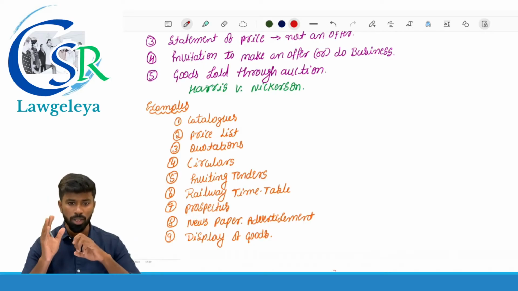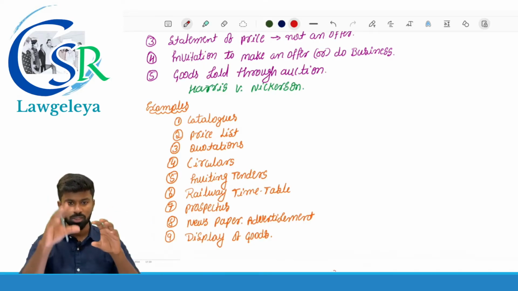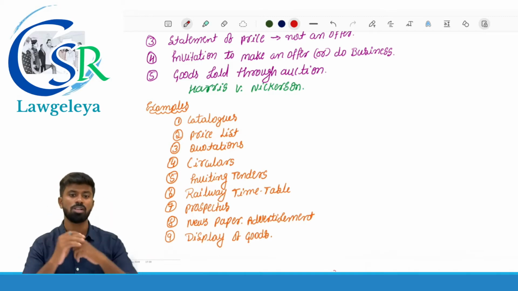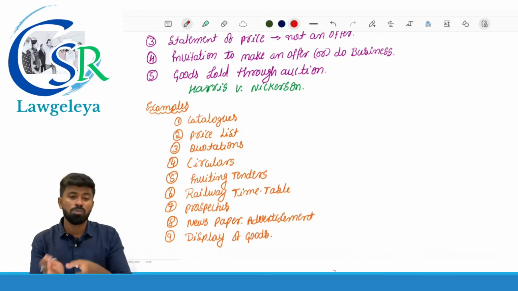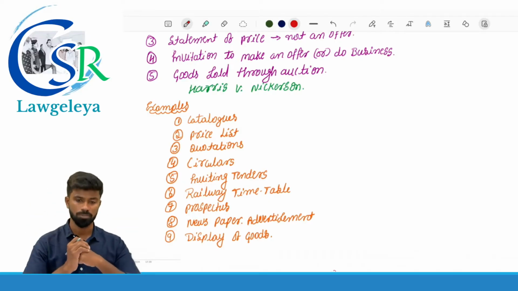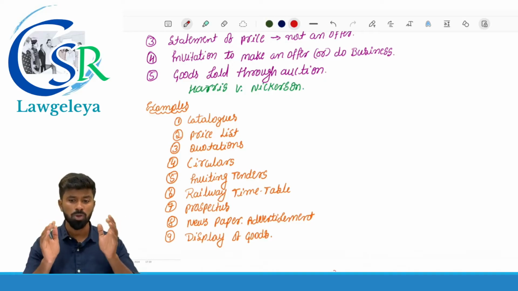Clear? Section number 2A. Definition of offer is important. Types of offer, essentials of a valid offer, in that intention to create legal relationship, communication of offer, and difference between offer and invitation to offer. Section number 2, subclause A.